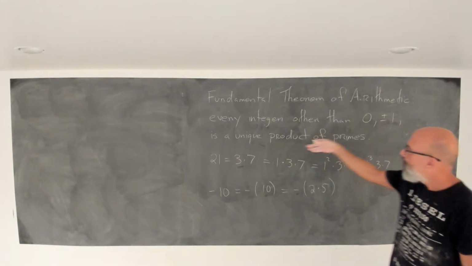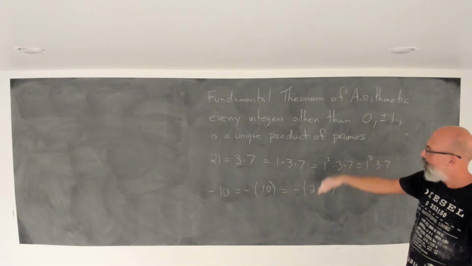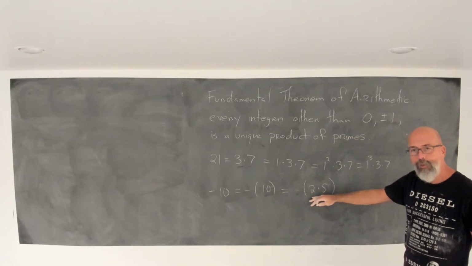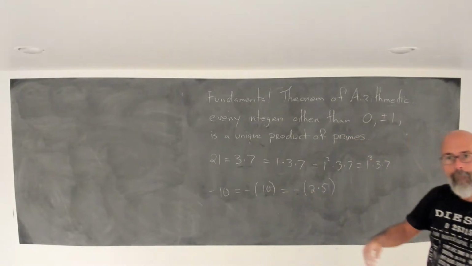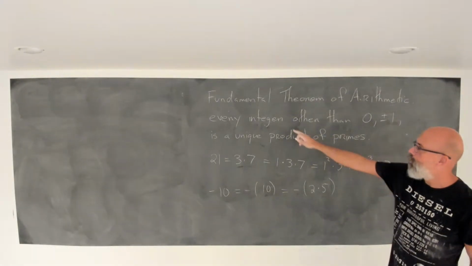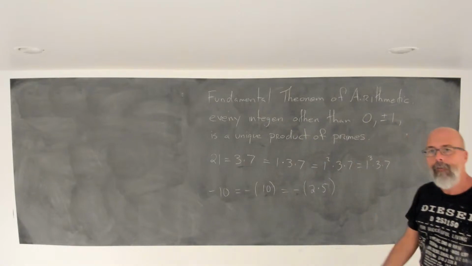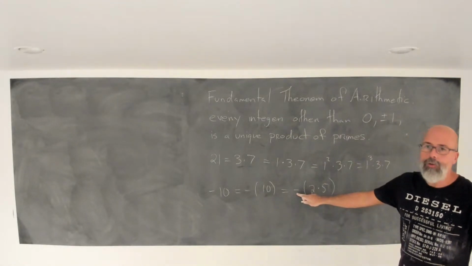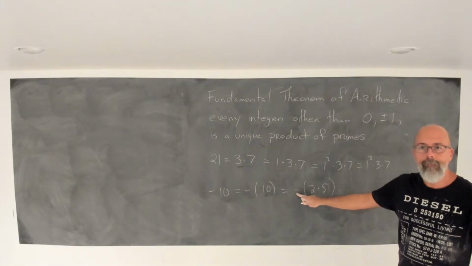So this generalizes the idea of decomposition of primes in the natural numbers, immediately generalizes to integers if you factor out a negative, and that's it.